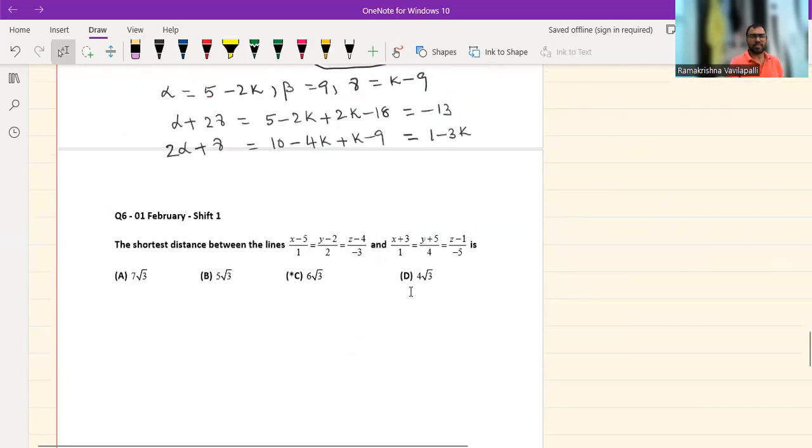So there is another question. This you can do that. Shortest distance between two skew lines, only numericals are given. So apply the same formula.